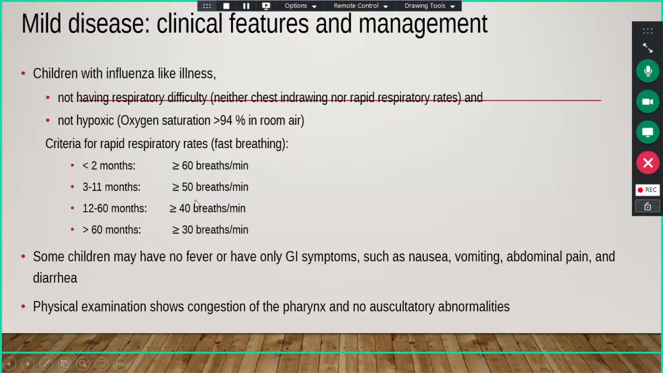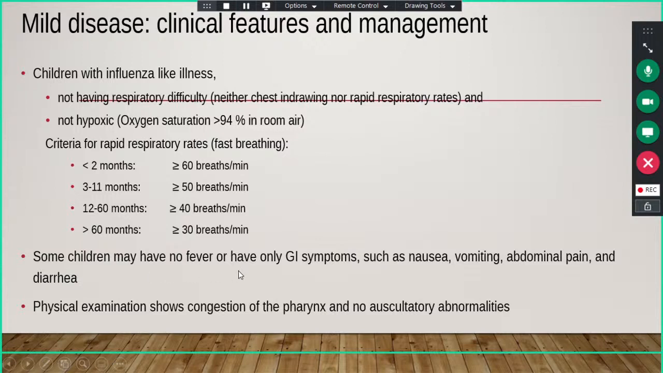So it should be less than 60 per minute. In 3 to 11 months, less than 50 per minute. 12 months to 5 years of age, less than 40 per minute. And more than 5 years, less than 30 breaths per minute. If it is more, it suggests that the child is having rapid respiration and he should be treated like a moderate disease. In adults, generally it should be less than 24. Between 24 to 30, it is borderline, and above 30, it suggests that it is moderate to severe disease.